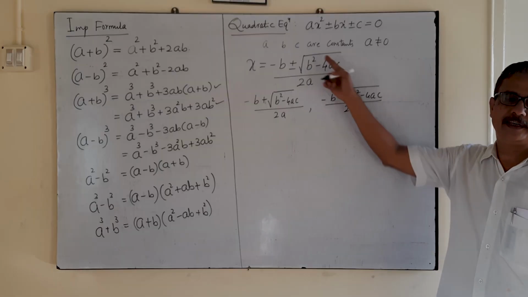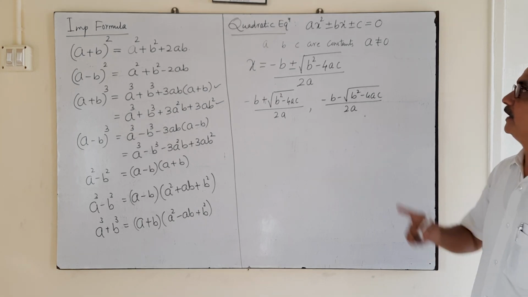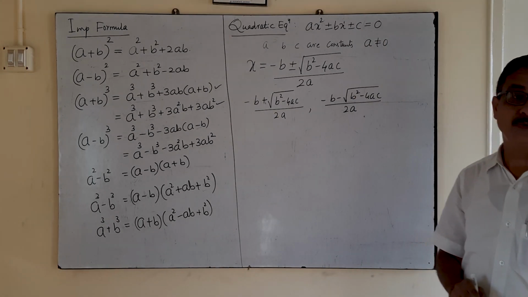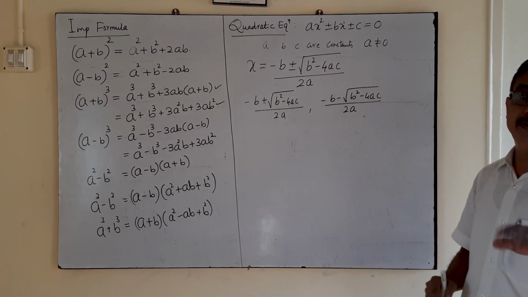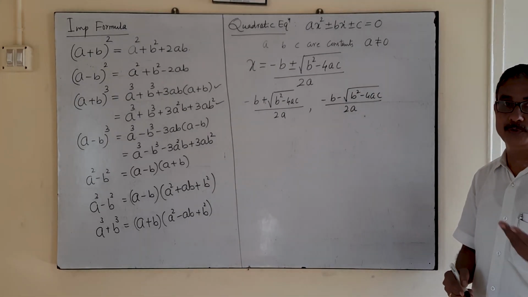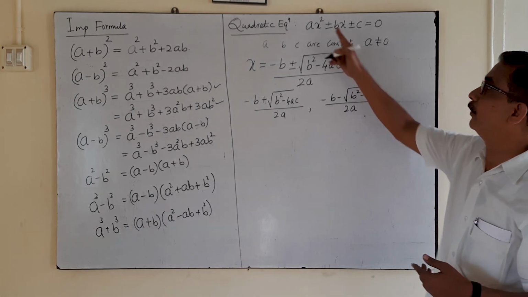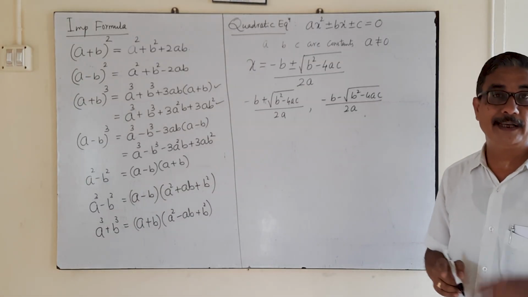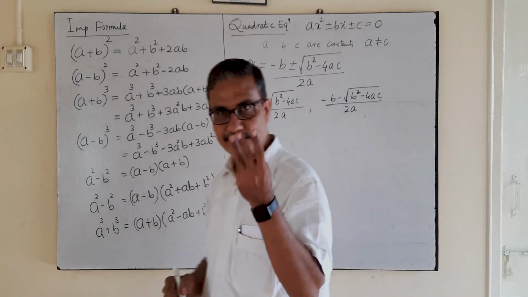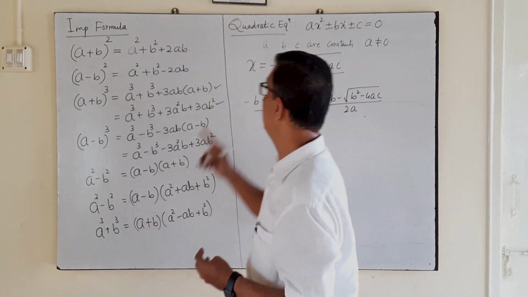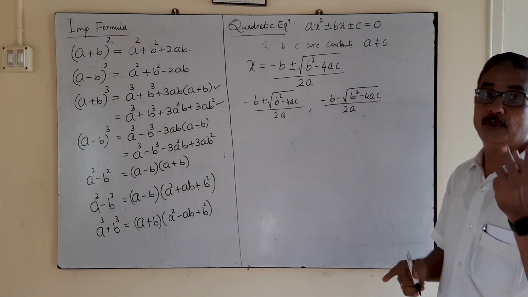So a quadratic equation has 2 roots. A linear equation has only 1 root. If a cubic equation is given, cubic means the power of x is 3. That is known as a cubic equation. A cubic equation has how many roots? 3 roots. Here the quadratic equation has 2 roots.